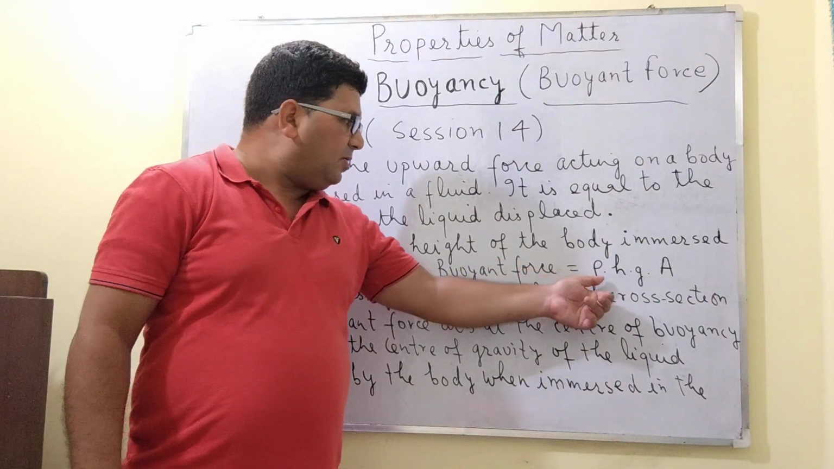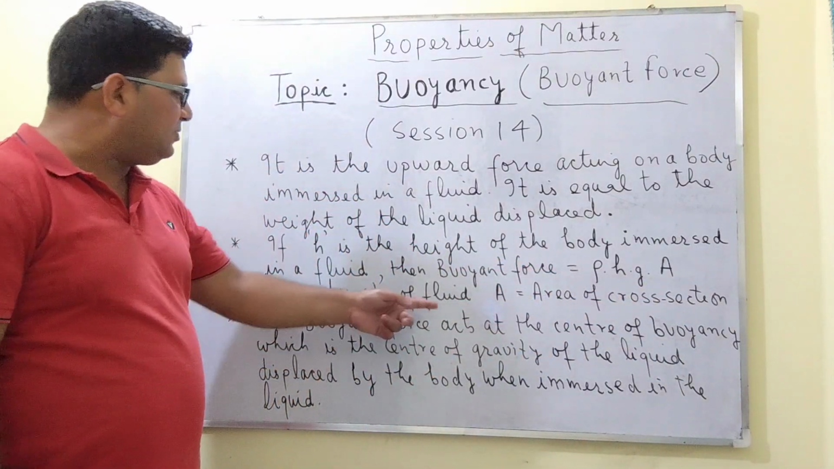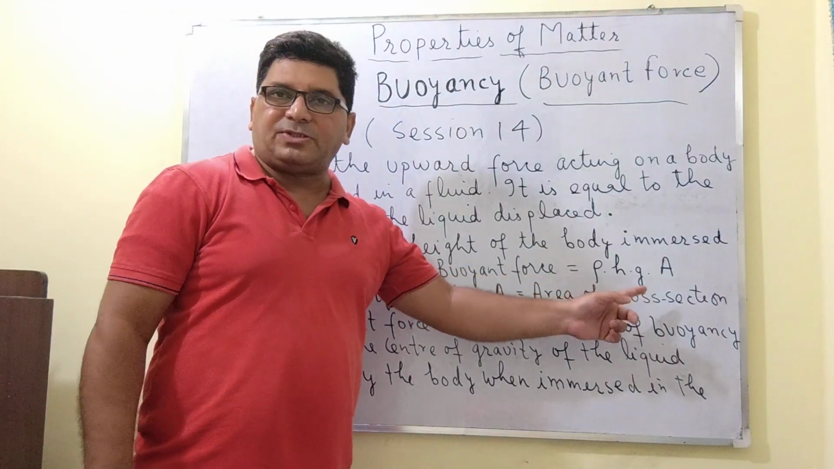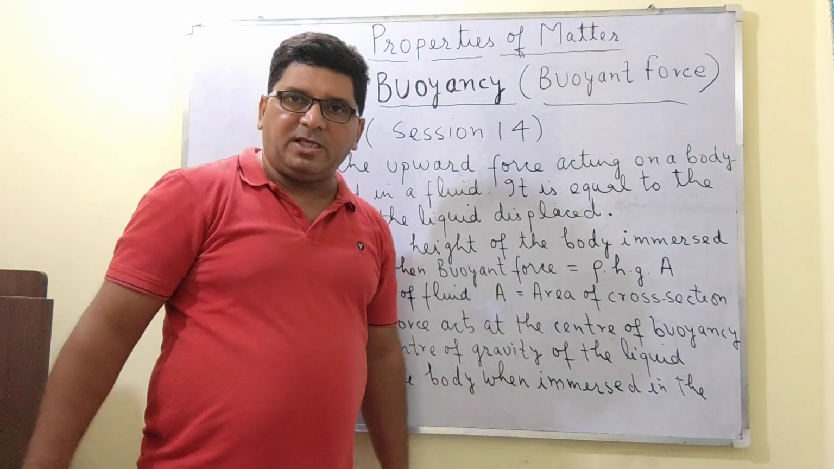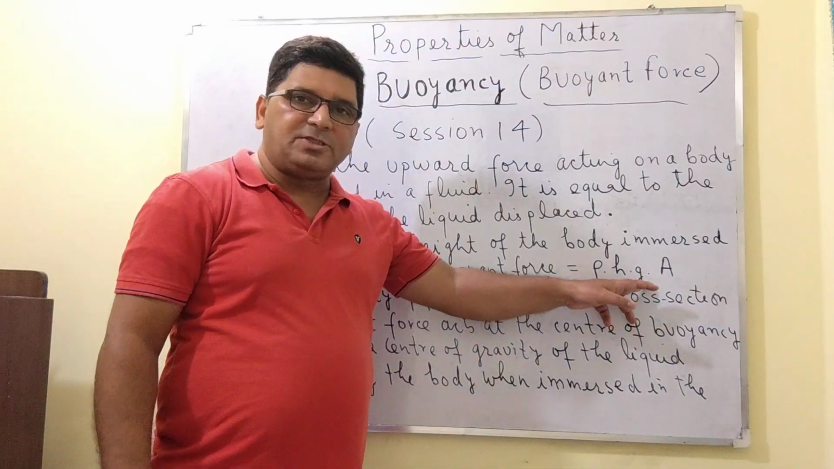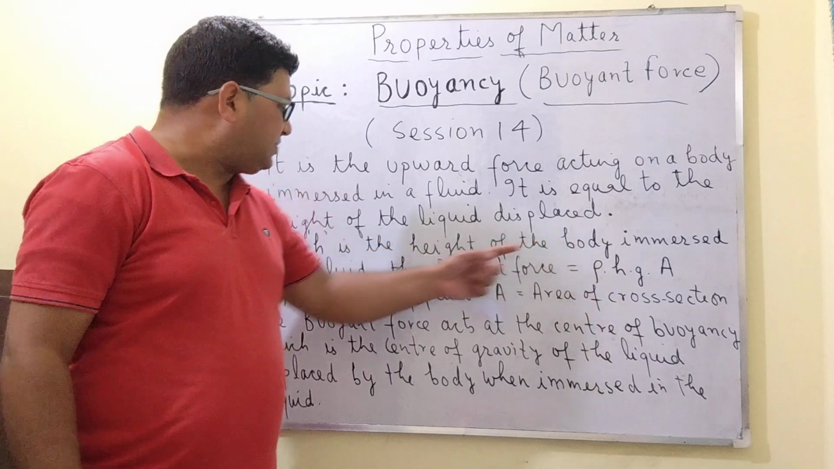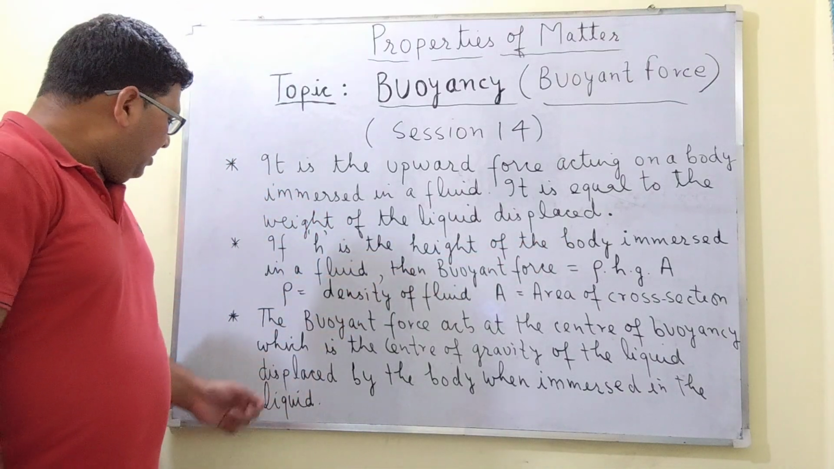Now if h is the height of the body which is immersed in a fluid, then the buoyant force will be equal to rho into h into g into A, where rho is the density of the fluid, A is the area of cross section of the body which is immersed in the fluid, g is the acceleration due to gravity, and h is the height of the body which is immersed in the fluid.